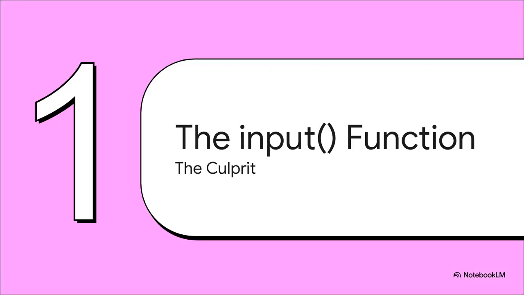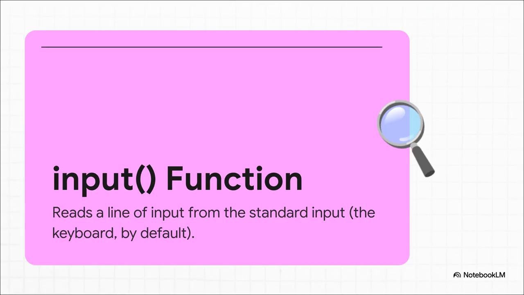So to solve this little mystery, we have to put our main suspect under the microscope, the input function. This is the piece of our code that's responsible for grabbing what the user types, and it has one very, very specific role that's causing all this trouble. So what's its job, really? At its core, the input function is like a pause button for your program. It just stops everything, waits for you to type something and hit enter, and then it hands that information back to your code. Simple, right? But it's how it hands it back that's absolutely crucial.